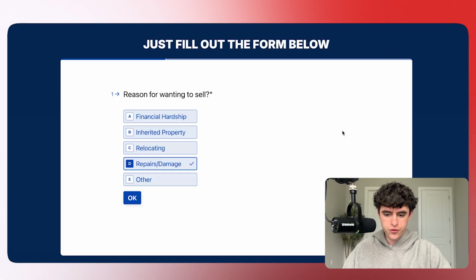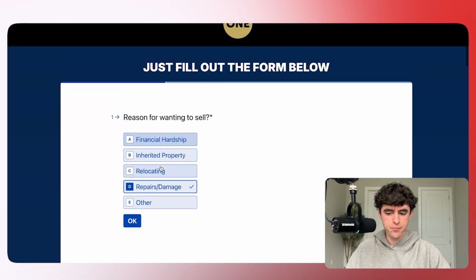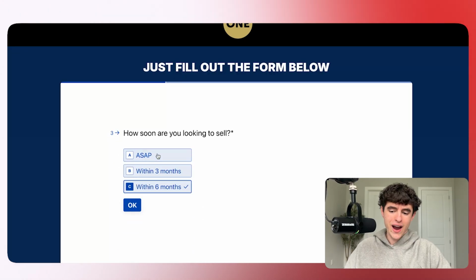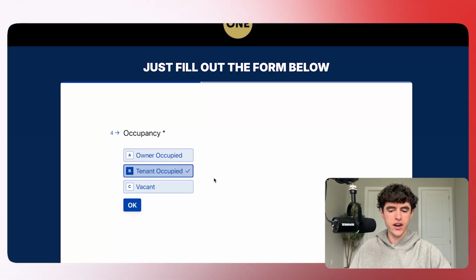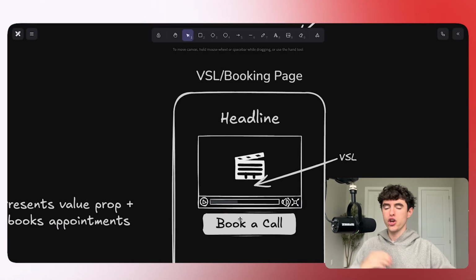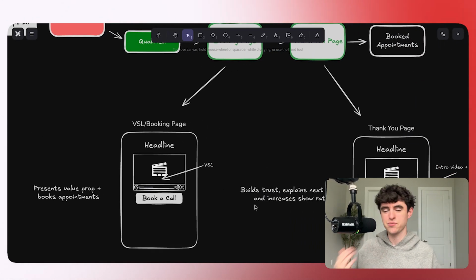So just for an example here, what I typically do as far as the secondary form goes is something like a Typeform. So reason for wanting to sell, the property type, how soon are you looking to sell, et cetera, et cetera. And then from there, like I said, what you're going to have is basically your book a call option to book directly in the calendar from here. And like I said before, this is going to build trust, and it's just going to explain the next steps, which is going to increase your show rate.